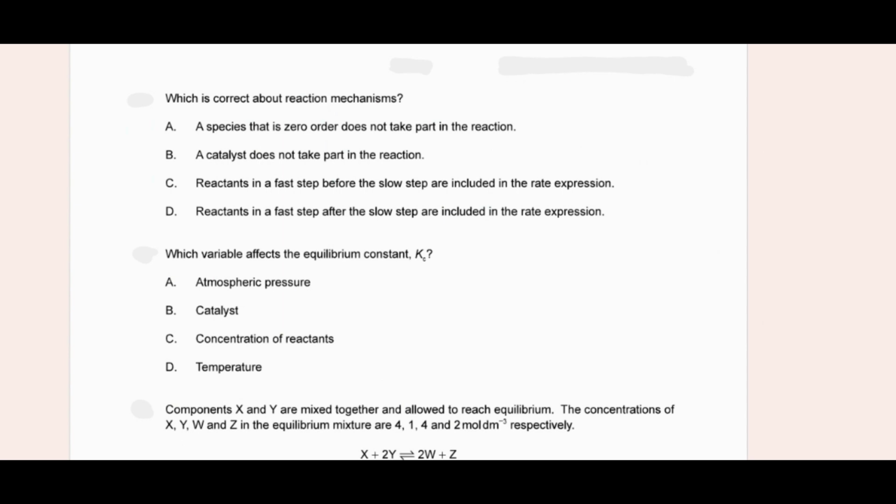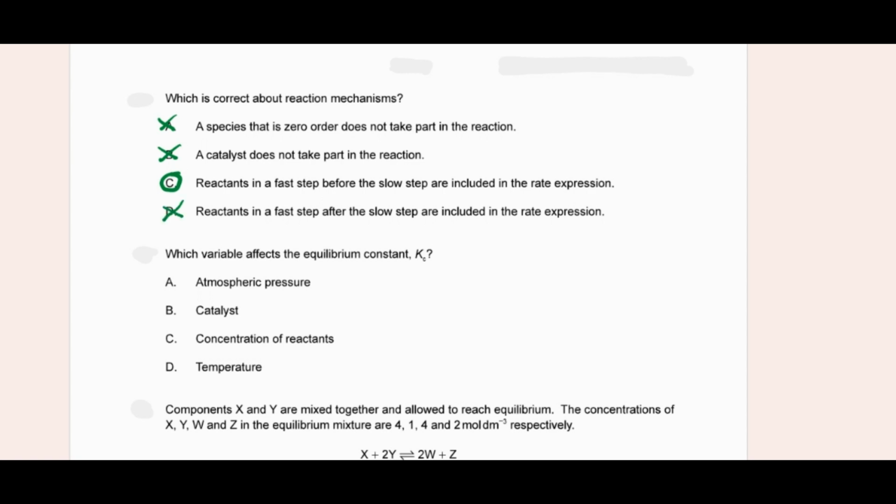A species that is 0 order does not take part in the reaction. It does take part in the reaction. It just comes after the rate determining step. That's not right. A catalyst does not take part in the reaction. It does take part but is unchanged. Reactants in a fast step before the slow step are included in the rate expression. Yes, so the rate expression includes everything up to and including the slow step. Anything after the slow step is not included, so it cannot be D.